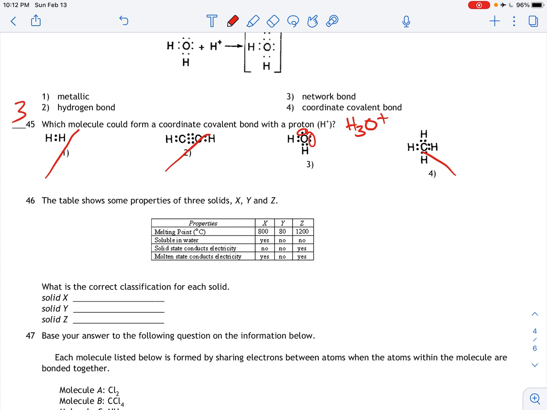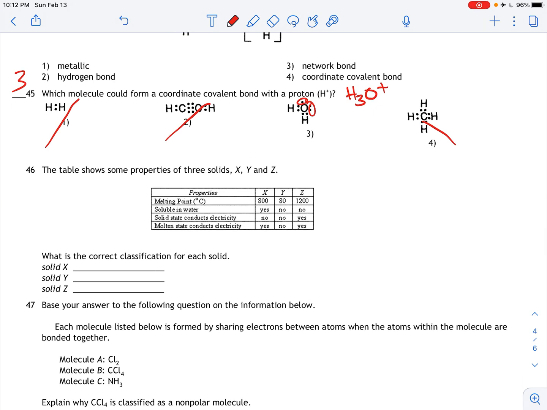The table shows properties of 3 solids. What is the correct classification? So if you look, X has a high melting point, solubility in water. Solid state does not conduct electricity. So this is very telling to me here. It's a high melting point, but it's not the highest, and the solid does not conduct. So that means ionic here. In Y, look at this low melting point, not conductive at all. So this is a molecular. You'd accept molecular compound. We'd also accept covalent.